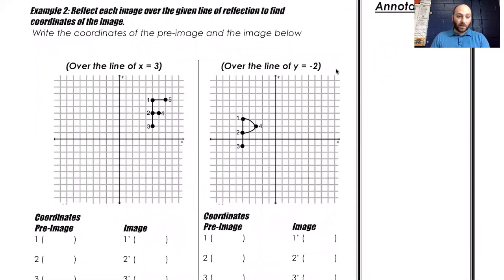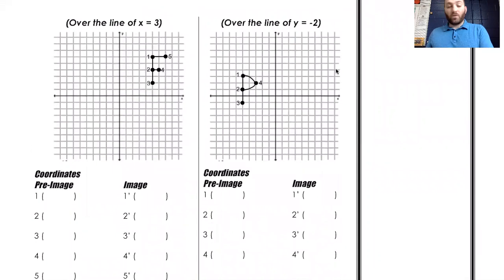So for example, here, I want to reflect this letter F over the line x equals 3, and then the P here is going to go over the line y equals negative 2. So I'm going to start with graphing both of these lines. So x equals 3, remember that is a vertical line at x equals 3. Y equals negative 2 is that horizontal line there.